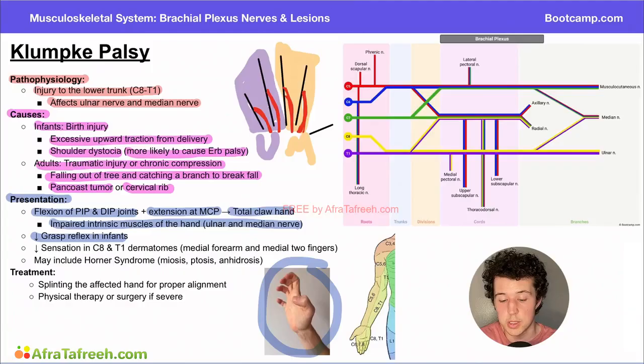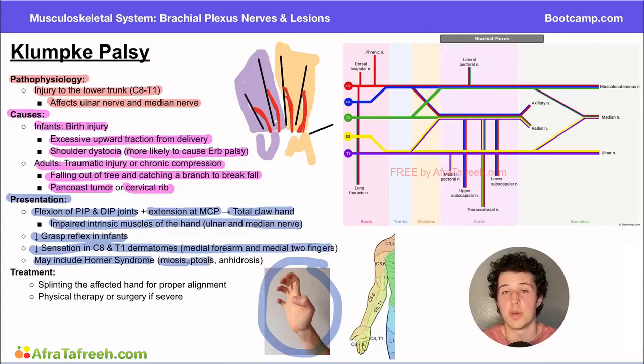We are also going to see a decrease in sensation of the C8 and T1 dermatomes, which will be the medial forearm and medial two fingers. Additionally, a patient with Klumpke palsy may also have Horner syndrome, which is a triad of miosis, excessive contraction of the pupil, ptosis, drooping of the eyelid, and anhidrosis, which is a lack of the ability to sweat.